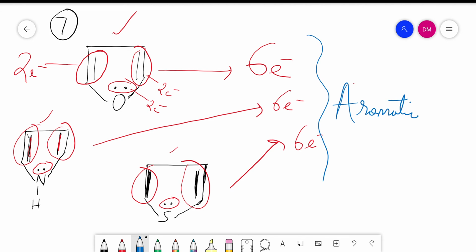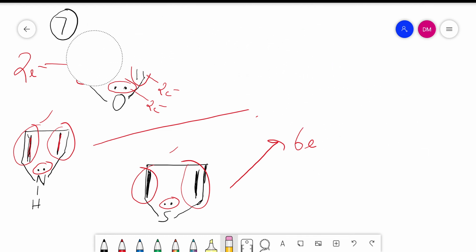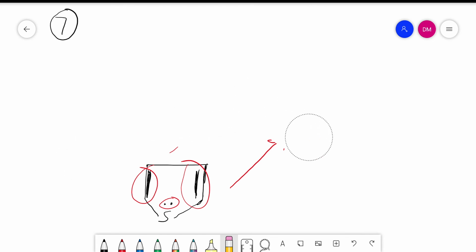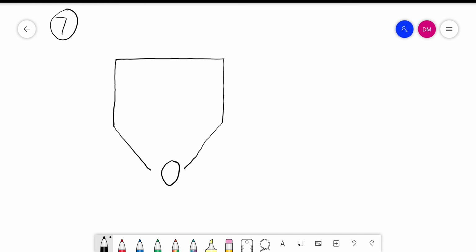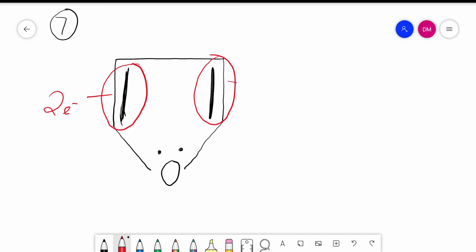So I will explain this part by erasing this. You can take a screenshot. Let me explain with the help of a single diagram. Oxygen, lone pair, pi bond, pi bond. So you already know that this is a pi bond, which is 2 electrons. This is a pi bond, which has 2 electrons. This you are clear about till now.